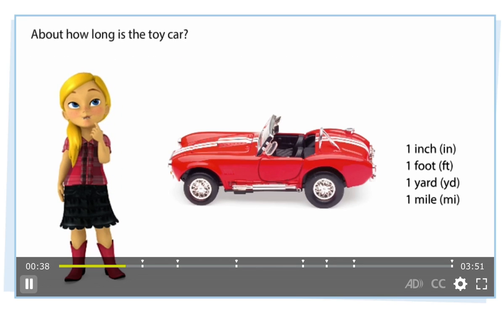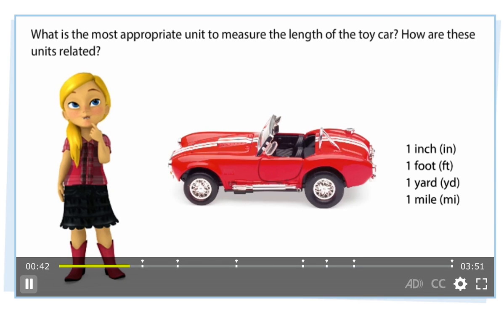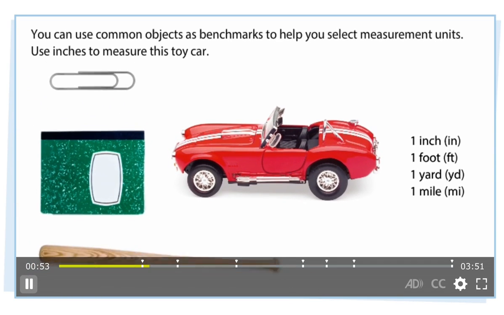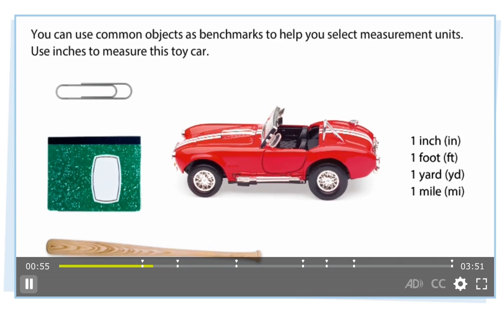About how long is the toy car? What is the most appropriate unit to measure the length of the toy car? How are these units related? You can use common objects as benchmarks to help you select measurement units. Use inches to measure this toy car.